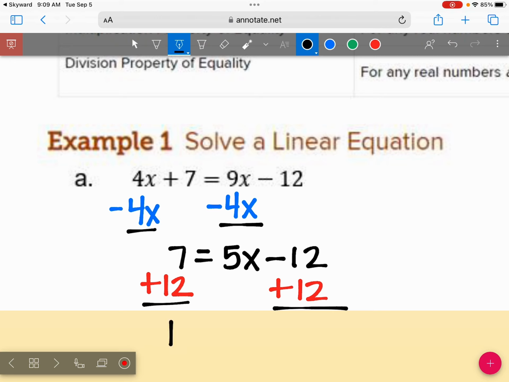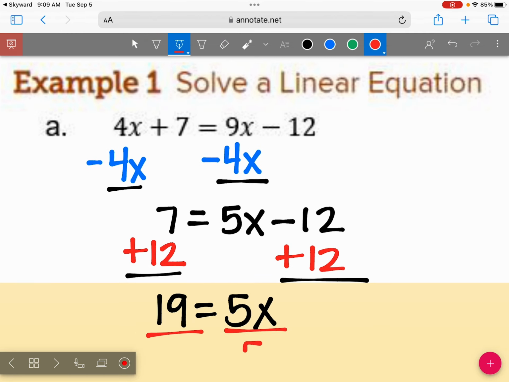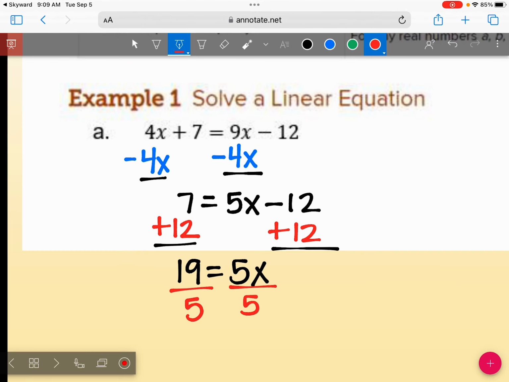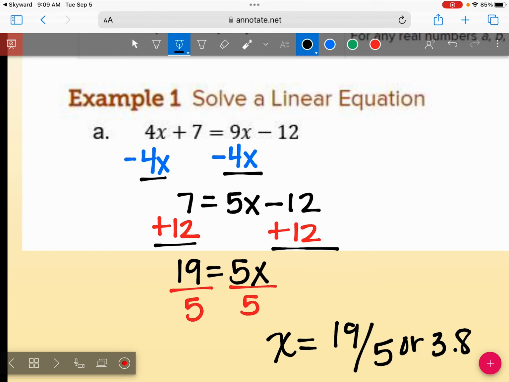Seven plus 12 is 19. And then the last property I'm going to use is my division property. I'm dividing both sides by 5. So x equals 19 over 5, which can also be written as a decimal. What is that? Or 3.8. Thank you. So I would take either one of those answers on the test. All right, any questions about how we work through A?